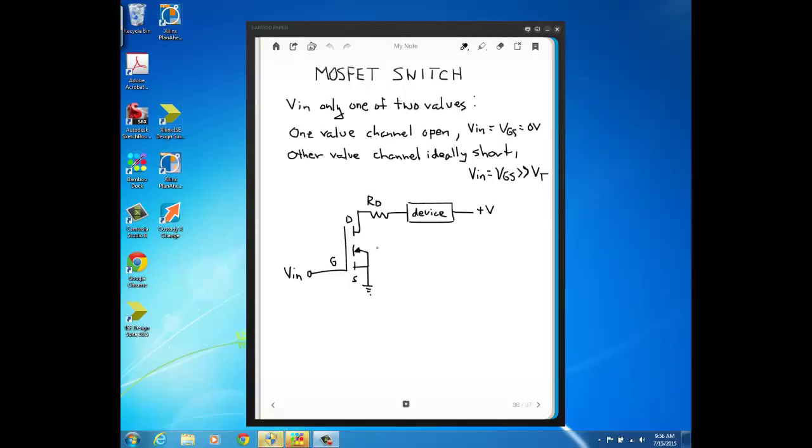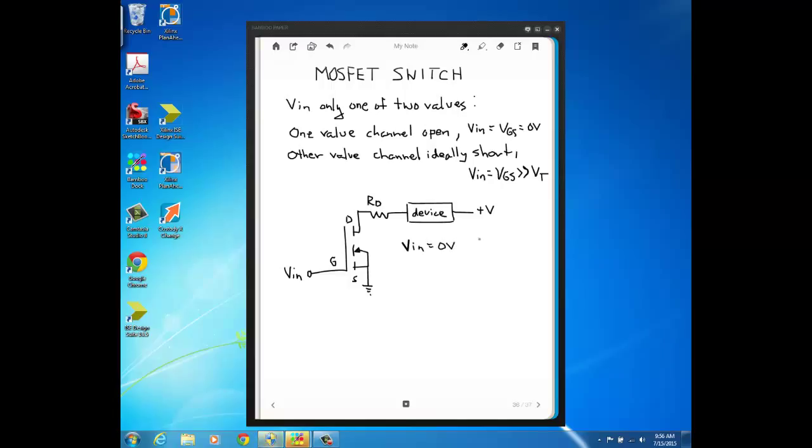So here's one way that we could control some device like a motor or solenoid, or say a lighting device like an LED, with a MOSFET switch. You can see the input voltage tied right to the gate, like I mentioned previously, and then here the drain is connected through a resistor and that device out to some source voltage V. So let's look at both cases of Vin. Let's start with when Vin is equal to 0 volts.